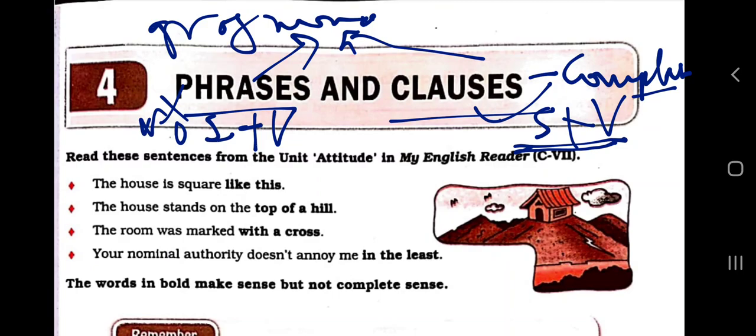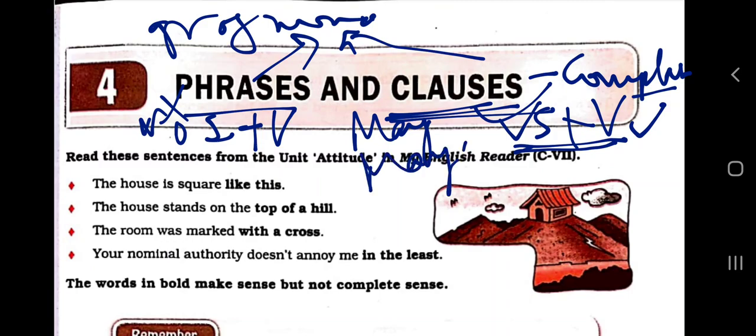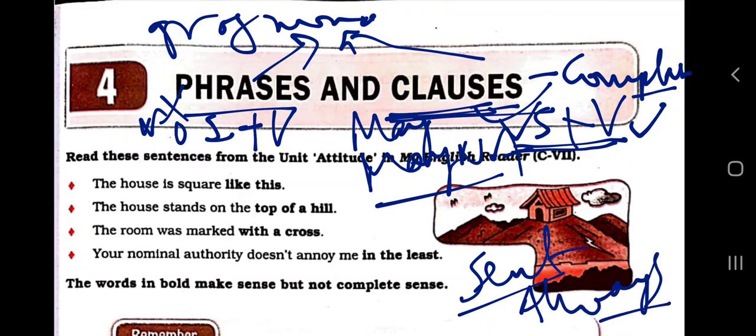the sentence, we need to have a subject and verb. Now you may be asking that a sentence also has a subject and verb and gives complete sense. But here is one difference: clauses may or may not give complete sense. A sentence always gives complete sense, whereas clauses may or may not give complete sense, whereas a phrase does not give complete sense. It never gives complete sense.